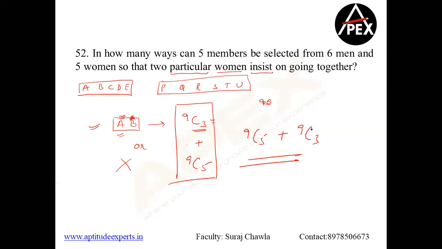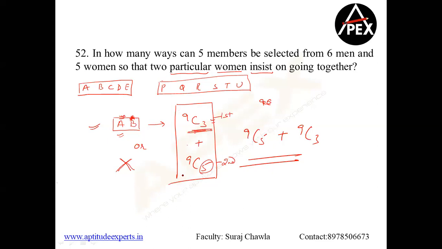Prithviraj, in the second case, both the girls are not selected. That means I have to still select five people. Yeah, two girls insisted on going together. Here I'm not taking both of them. So first case is 9C3. This is first case for me. This is second case for me. Now you tell me what you are referring to. Here both of them are not selected. That means I have to still select five people, okay?